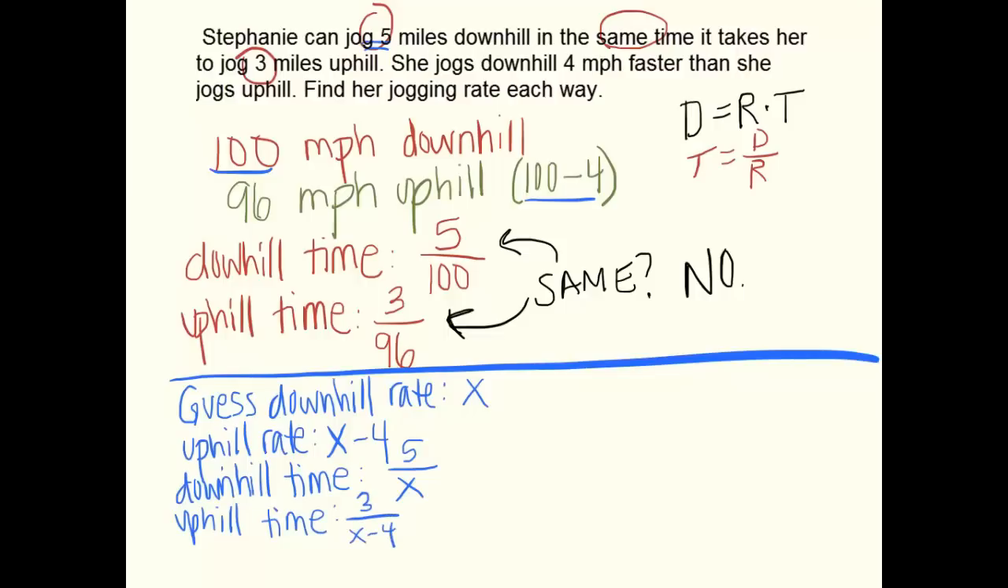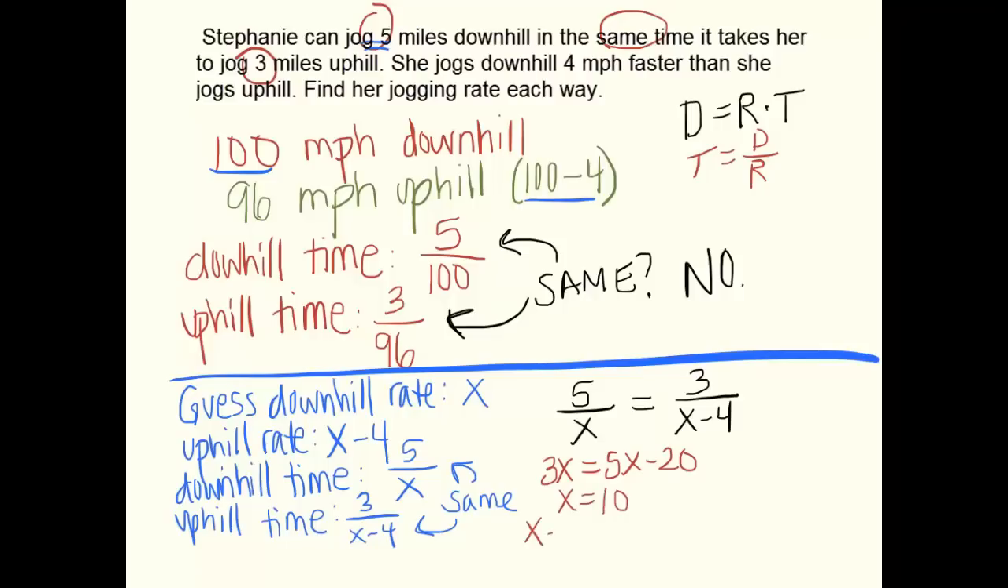And according to the problem, we need these to be the same. Can you already see the equation? What we're essentially going to do is take 5 over x and set it equal to 3 over x minus 4. That equation doesn't look so bad to solve. In fact, we can just cross multiply right away. 3x equals 5x minus 20. When you go through and solve, we get that x equals 10, in which case x minus 4 is equal to 6. So these are our two rates: 10 miles per hour downhill, 6 miles per hour uphill.